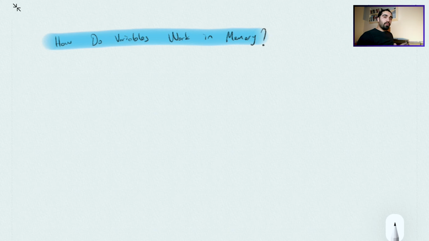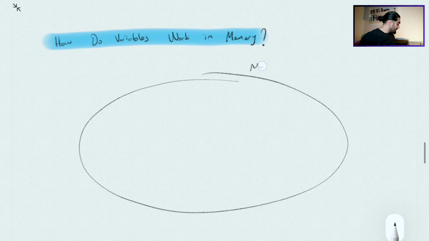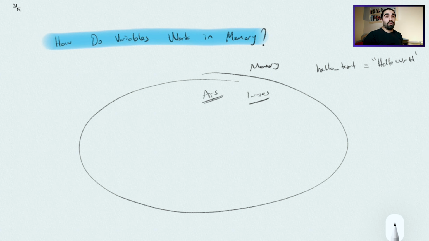So what I'm going to show you is how these variables and values work in our memory. I'm just going to draw a memory here. Let's say this is our memory, and we have our applications, like YouTube, Google Maps, some games, everything. And we also have our programs. For example, in one of our programs we said hello text equals hello world, and that's going to be stored in this same memory as well. And how can we do that?